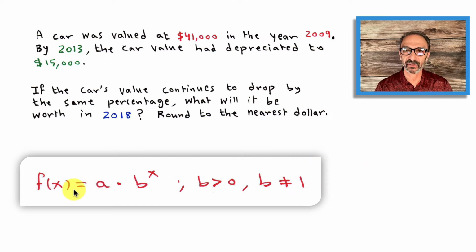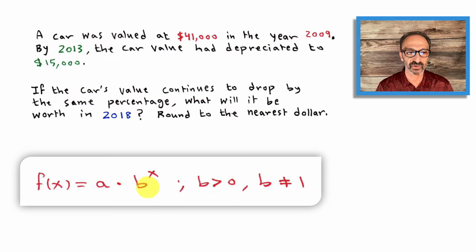This is the formula, a times b to the power x, where b has to be greater than 0 and b cannot equal 1. Well, of course, b has to be positive, but if b equals 1, you're going to keep multiplying by 1 to the power something, which is not going to go anywhere. It's going to be a horizontal line, y equals 1.